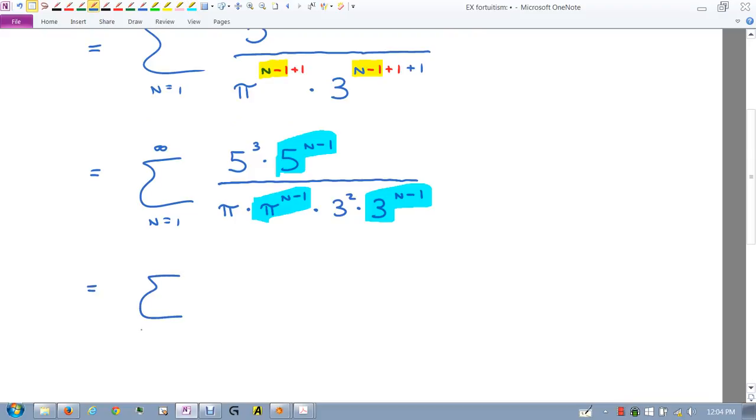So here's where I'm at. N equals 1 to infinity. I've got 125 over 9 pi times. Now, since all of these numbers are all raised to the same power, I could also write the whole expression like this. Is that not the same thing? 5 to the n minus 1 on top, so 5, and then here's my n minus 1 power applied to that. Pi to the n minus 1, 3 to the n minus 1, put those two together, that's 3 pi to the n minus 1.